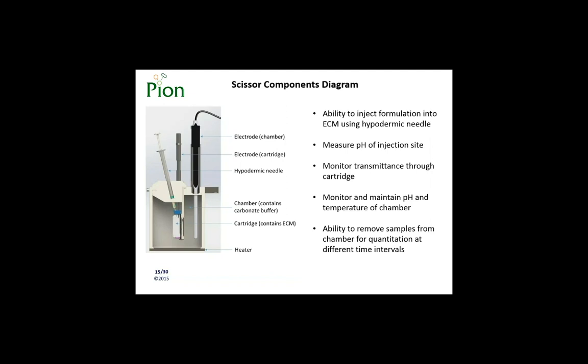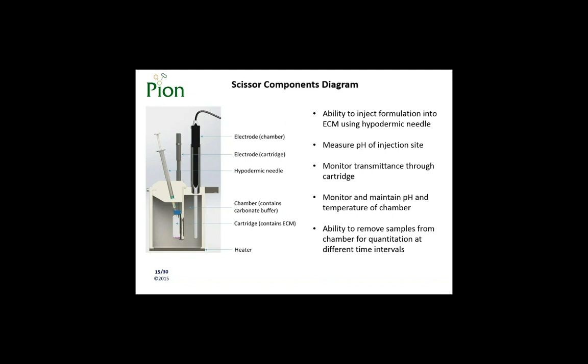The extracellular matrix is designed to simulate the injection site, and the carbonate buffer simulates the infinite sink of the body's circulatory system. Formulation is injected into the cartridge via a hypodermic needle, and pH at the injection site is monitored by a microelectrode. There are also a bank of LED diodes and detectors, which you can't see in this image, that shine light through the cartridge. Drops in light transmittance can be used to assess precipitation at the injection site.